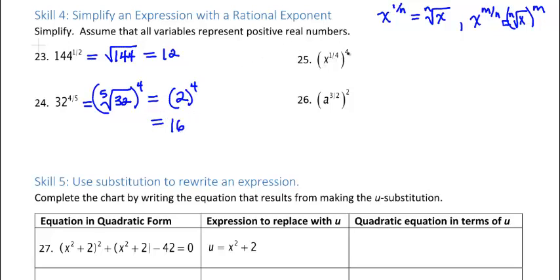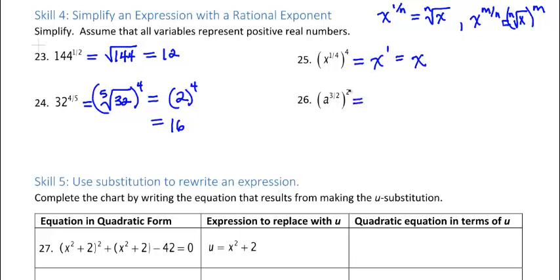X to the 1/4 to the 4th: when we raise an exponential expression to another exponent, we multiply exponents. So we would say x to the 1/4 times 4, which is just 4/4 or 1. So it's simply x to the 1st, or x.